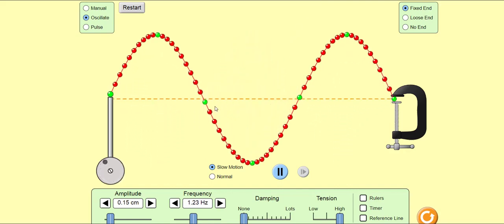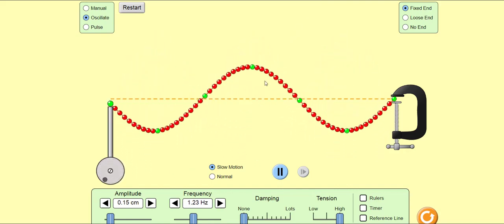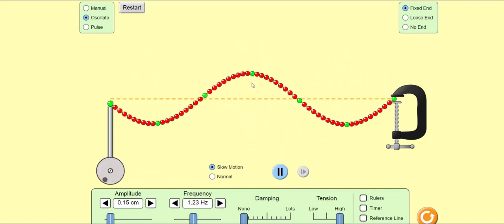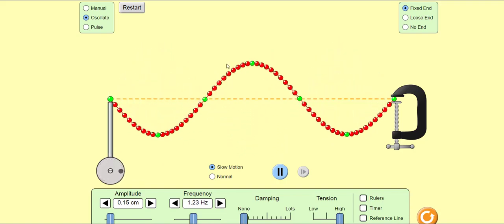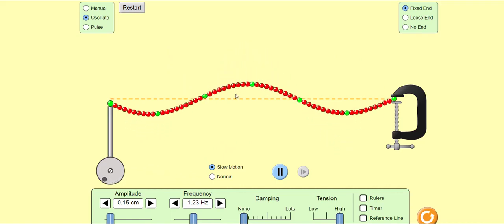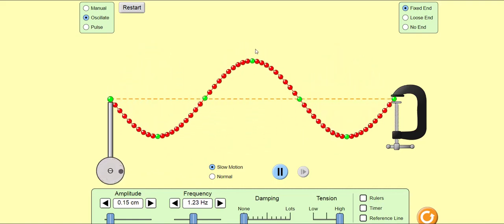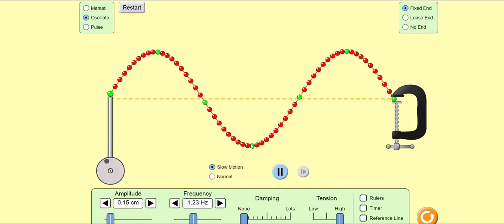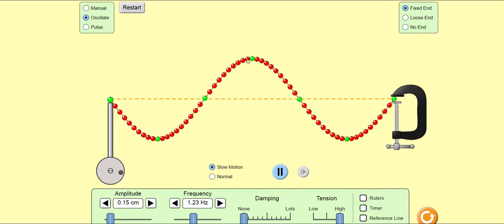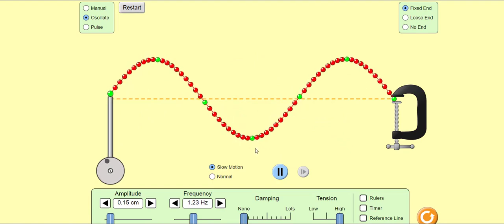So let's focus for the moment on this central or middle loop here between these two green nodes. If you look carefully, all these particles in this loop are moving in step with each other. And remember, if particles are moving in step with each other, that means that they're in phase, or that the phase difference between them is zero.